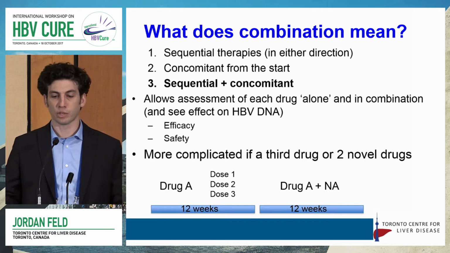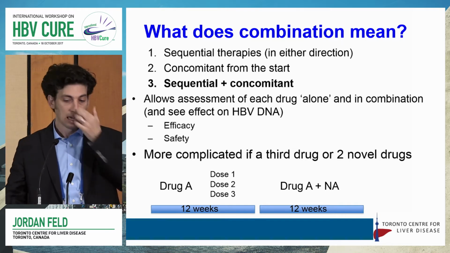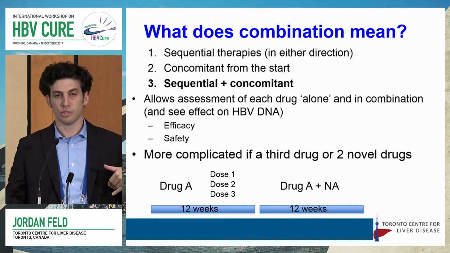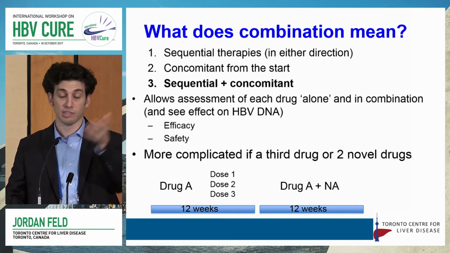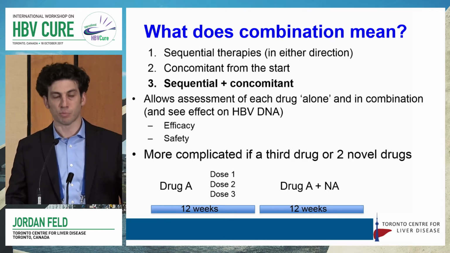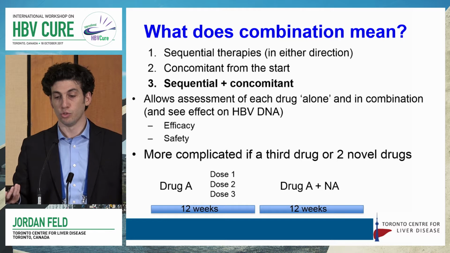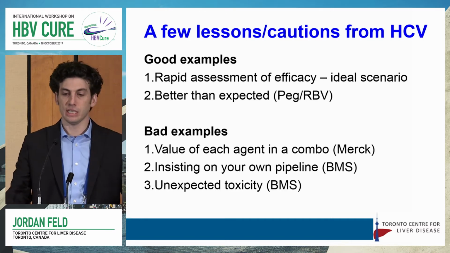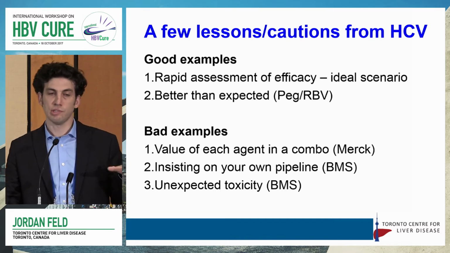And of course, that gets more complicated when you add in a third drug. And so I've just shown that at the bottom, where you have drug A with a few different doses, and then you do drug A plus, in this case, just a nuke with an approved drug. And you can see even that isn't such a simple design. That gets much more complicated when you have two new drugs. So let's just take a look at Hep C to give a few lessons and a few cautions.